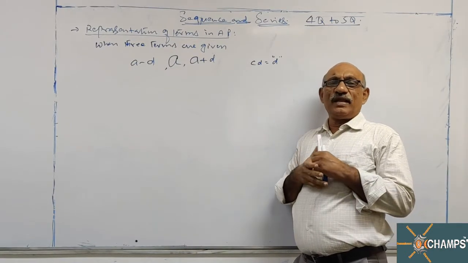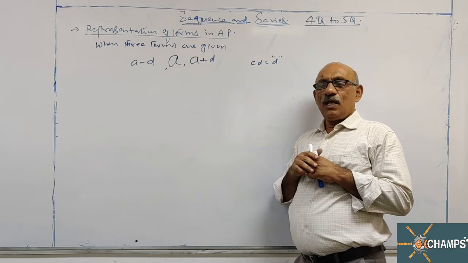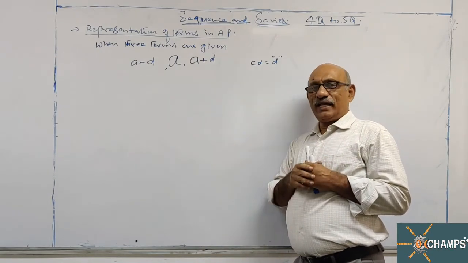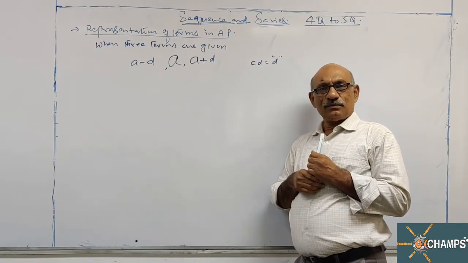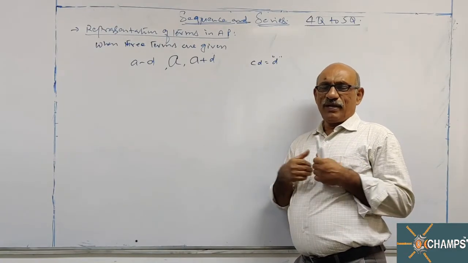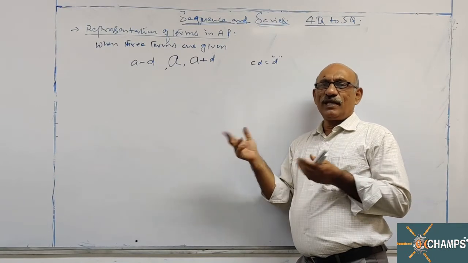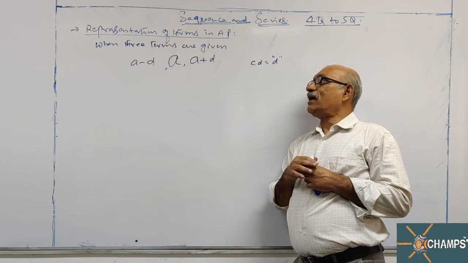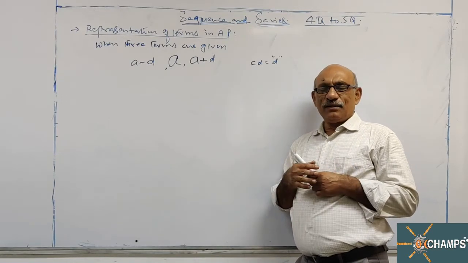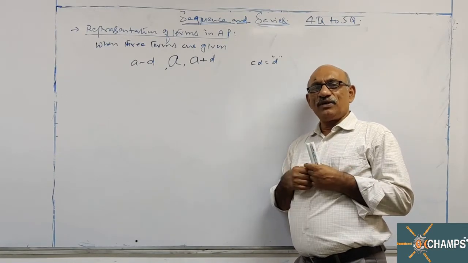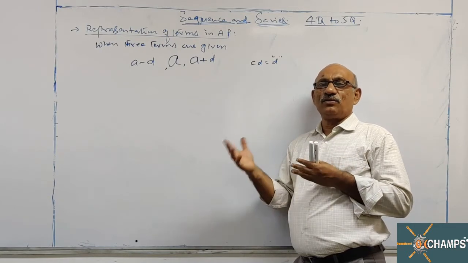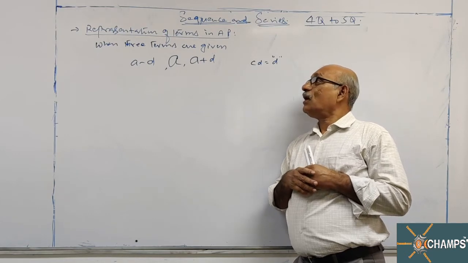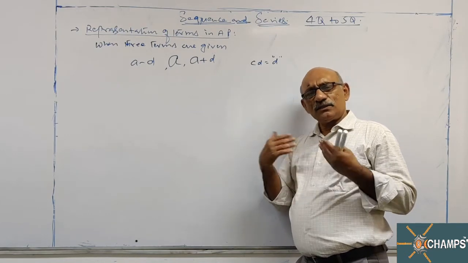Sum of 3 numbers in an AP is 15. So when I add these 3, the common difference is eliminated, and the first term value can be obtained. 3A is equal to 15, A is equal to 5. So out of 2 unknowns, one value is obtained. The additional information is that the product of the 3 numbers is, suppose, 120.